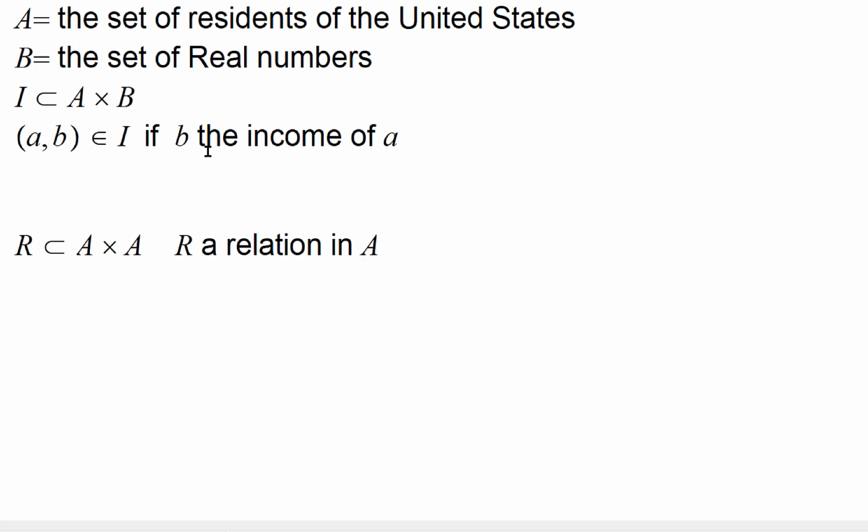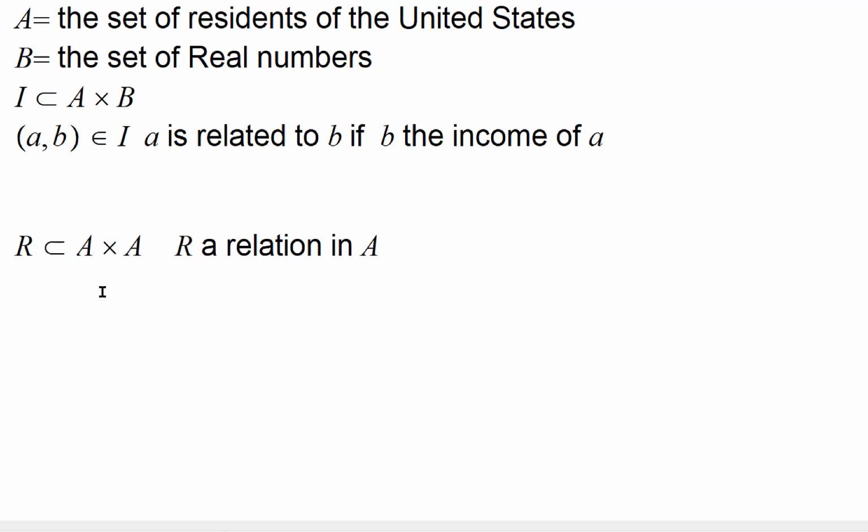Instead of saying it that formally, you may also denote it like a is related to b. So a is related to b if b is the income of a. In the same way, we would go ahead and define a relationship between two elements of the same set.